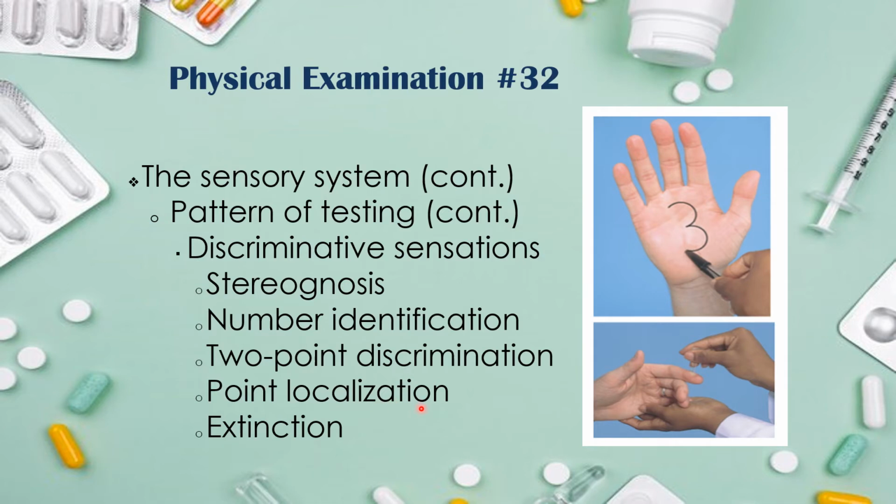For point localization, you can briefly touch a point on the patient's skin, then ask the patient to open both eyes and point to the place you touched. Generally, the person can do so accurately. This test, together with the test for extinction, is especially useful for the trunk and the legs. For extinction, you simultaneously stimulate the corresponding areas on both sides of the body and ask the patient where she or he feels your touch. Normally, both stimuli are felt.